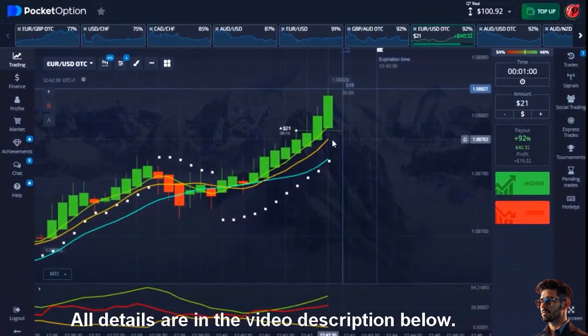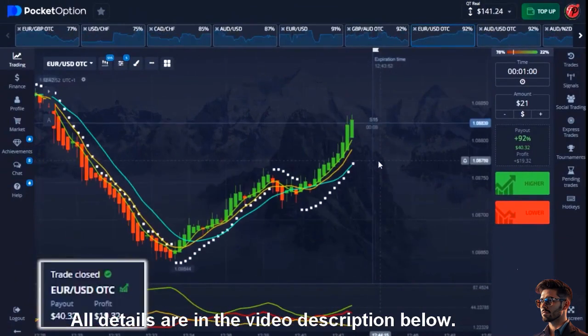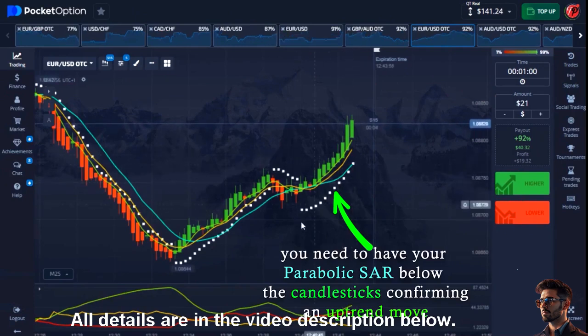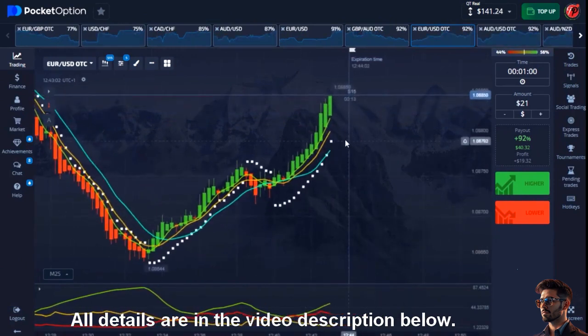This is the number one thing we need to look at. The second thing is our parabolic SAR. So we need to have our parabolic SAR below the candlestick, giving us a very strong uptrend. As you can see, we are now money on that, giving us a very strong uptrend confirmation as well.